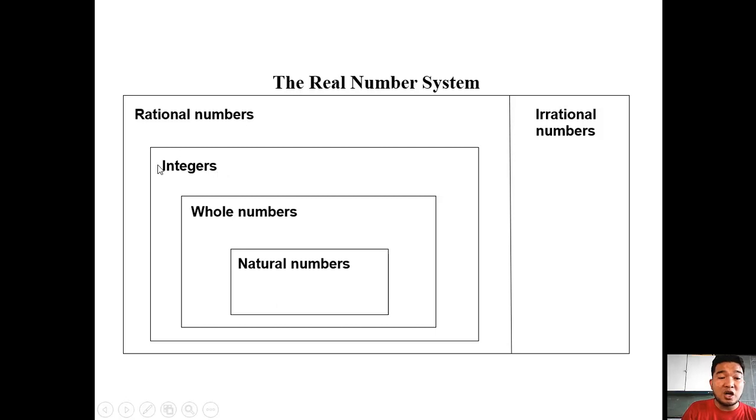Next question, are all integers natural numbers? The answer is no, because in integers we have negative numbers and zero. So for it to be natural numbers, dapat walang zero at walang negative. But all natural numbers are integers. All whole numbers are integers.